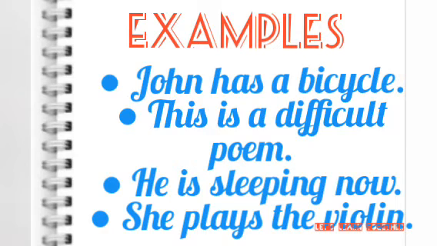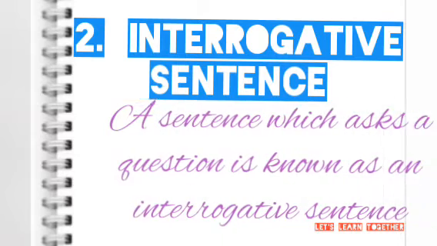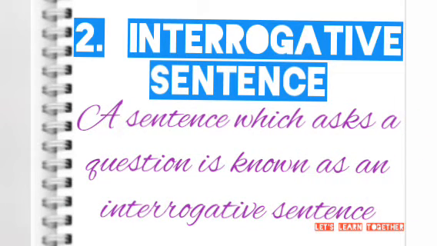Next is the second one. The second one is an interrogative sentence. A sentence which asks a question is known as an interrogative sentence.